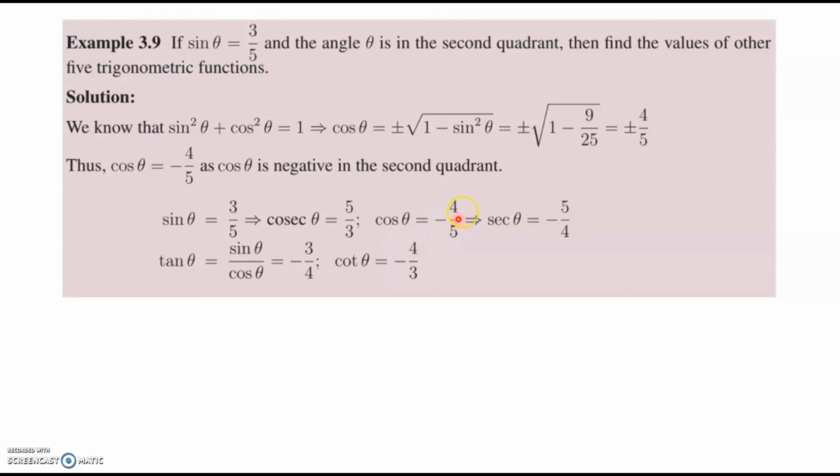Similarly, cos theta is minus 4 by 5. So secant theta, which is the reciprocal of cos theta, would be minus 5 by 4. Tan theta is sin by cos, which is equal to minus 3 by 4. And cot theta is equal to 1 by tan theta. So that would be 4 by 3 with a minus sign.